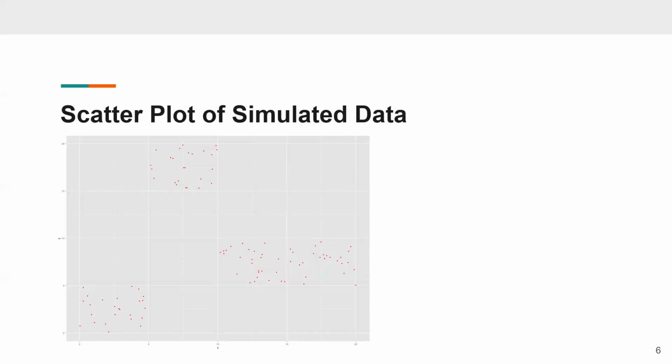Let's look at this data. You have a scatter plot of simulated data. You can see apparently it lives in 3 major regions, right?